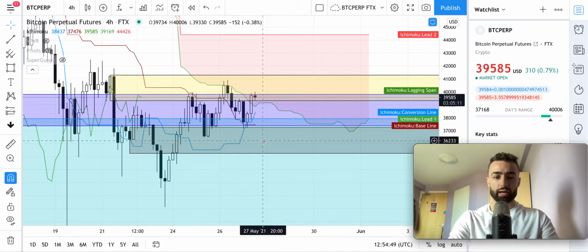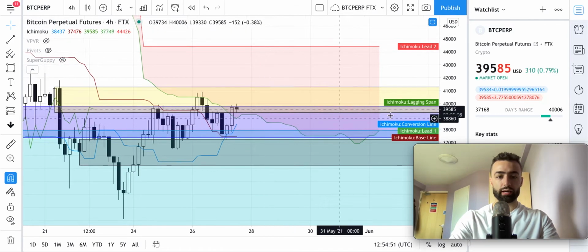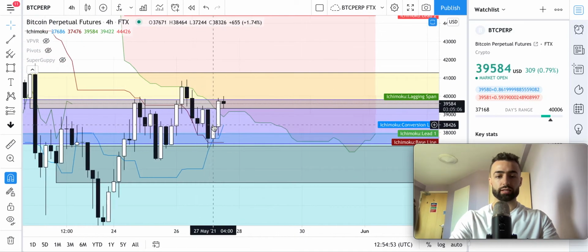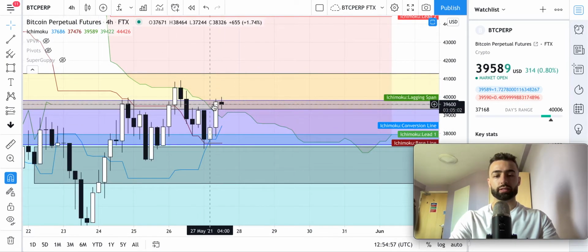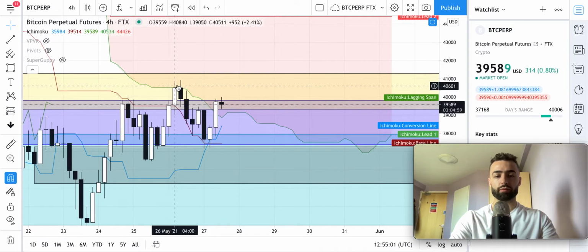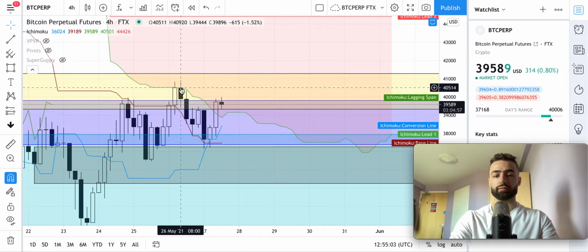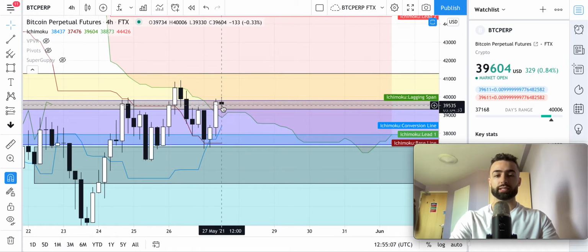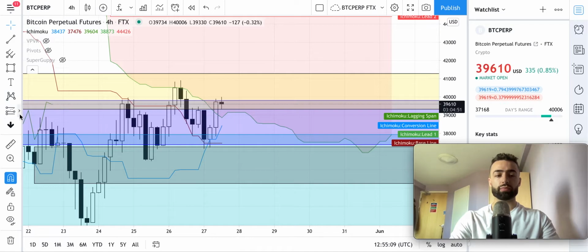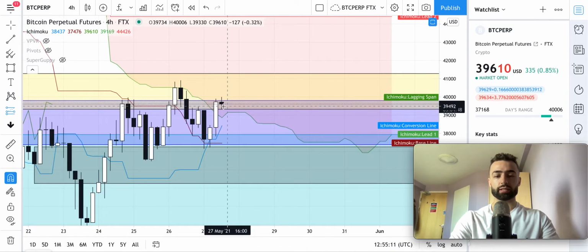If we look at the chart closely enough, I know it's hard to see, but if we look at the cloud, you can see that the only candle close that we got inside of it was right here. We rejected off of it here. We went inside of it, but we didn't close inside of it. We rejected off of it. Now we close inside of it. That is significant.